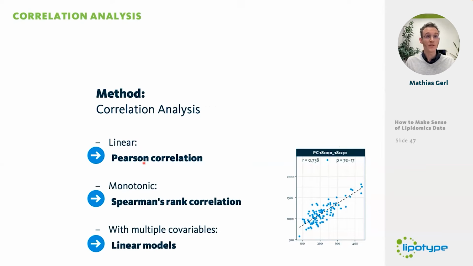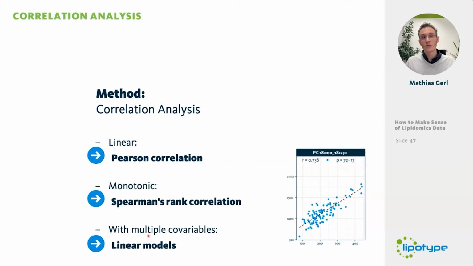There are different methods you can use. If you use a linear method, usually it is the Pearson correlation coefficient that looks if there is a linear relationship between your two variables. It doesn't have to be linear, it could also be monotonic. That means whenever this increases, this also increases. You have a Spearman rank correlation that you can use.